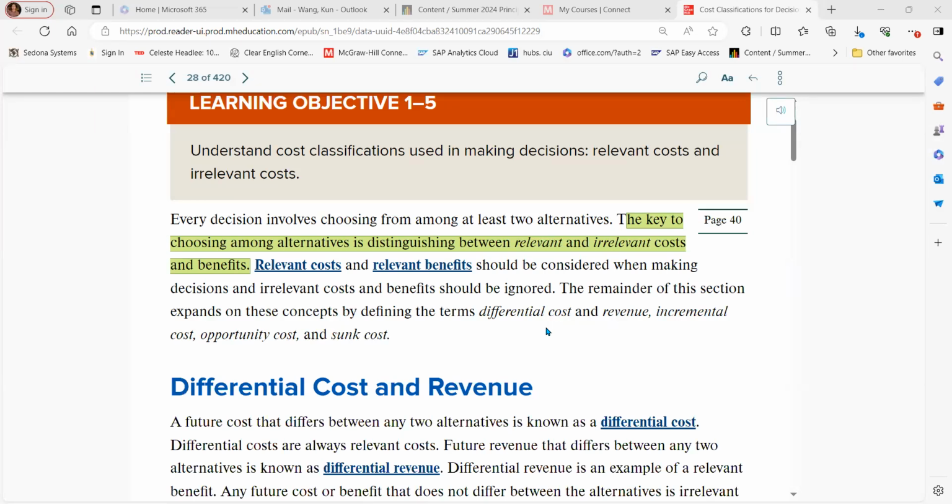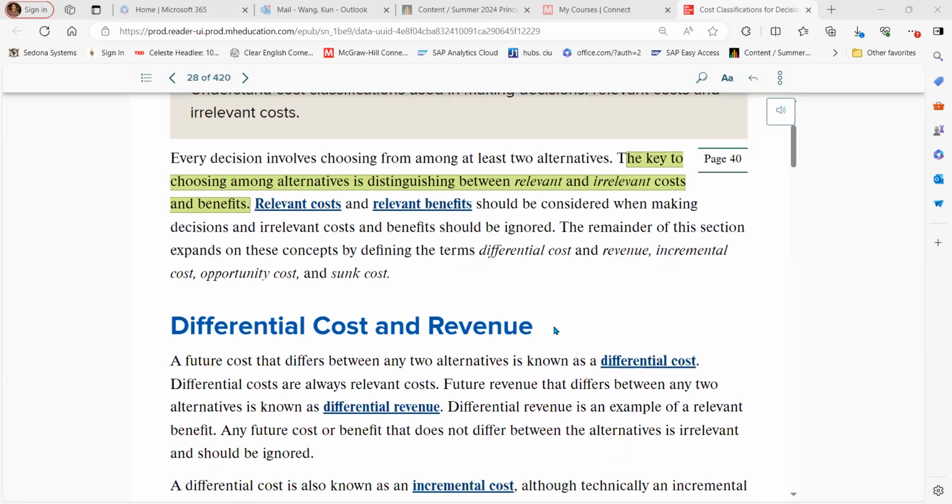Let's first take a look at the differential cost and the differential revenues. These two items are always relevant because they represent the differences between the revenues and the costs when you compare different scenarios. So revenue differences between the options and the cost differences. So they are always relevant. If we ignore the differences between revenue and cost, you may omit important information for the decisions.